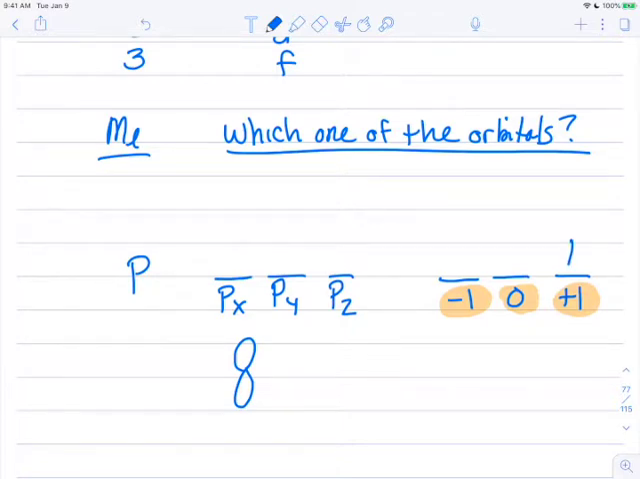So if I happen to have an electron here, I could identify it by calling it that +1. But if instead that electron was over here, I could identify where it was by saying that it was in the -1 p orbital. Any questions so far about that ML?